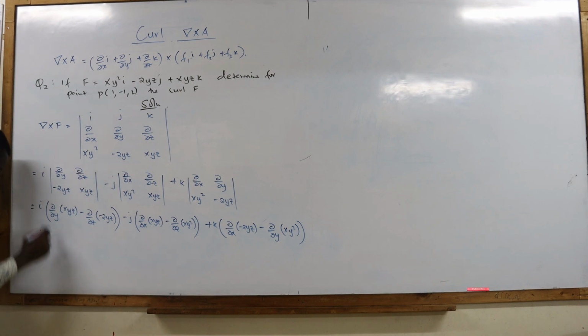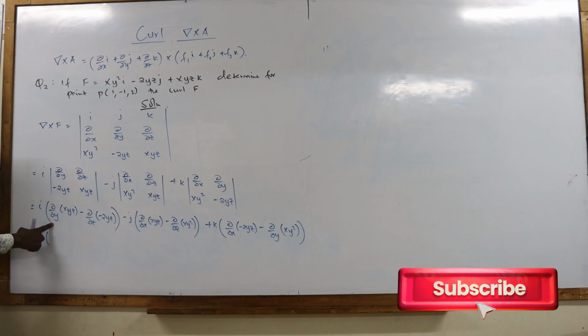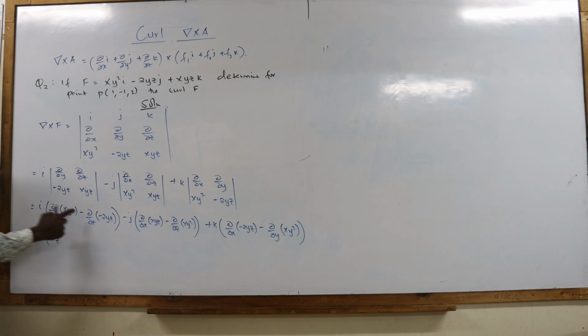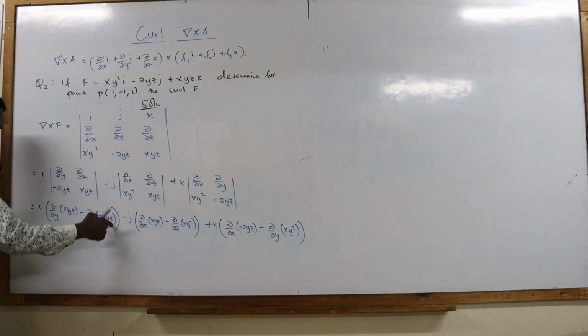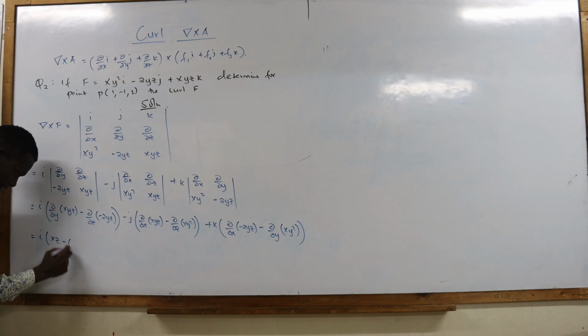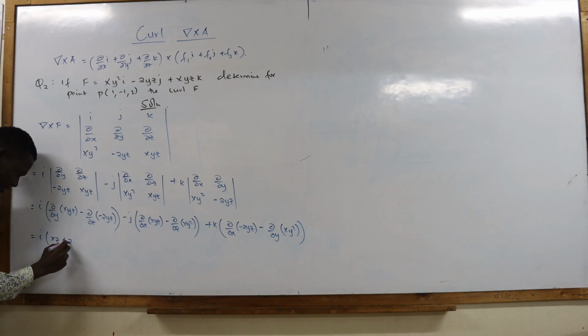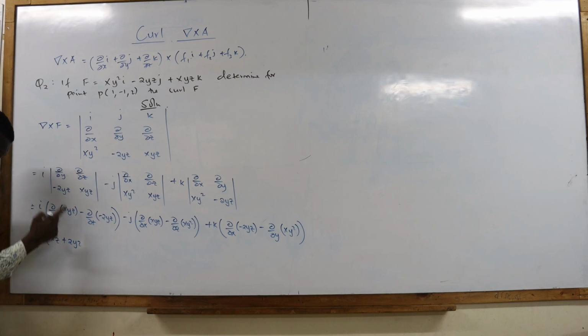So we have i. Now we are saying differentiate with respect to what? y. So the y goes, remain with xz. Now differentiate with respect to z. The z goes, remember there's a negative here. The z goes, you remain with negative 2y. But negative of negative gives you a positive. So we can just rub this out and write the positive, 2y.